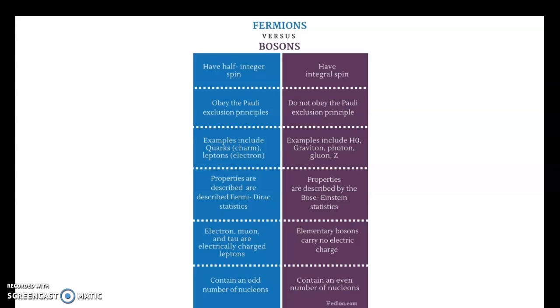But as you can see, the major difference between Fermi-Dirac statistics and Bose-Einstein statistics is the fact that we're talking about different items we're looking at. We're looking at fermions with the Fermi-Dirac statistics and bosons with the Bose-Einstein statistics.